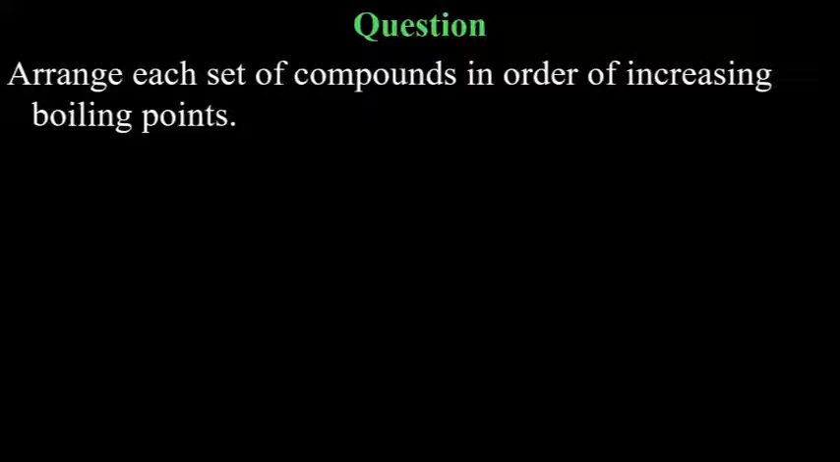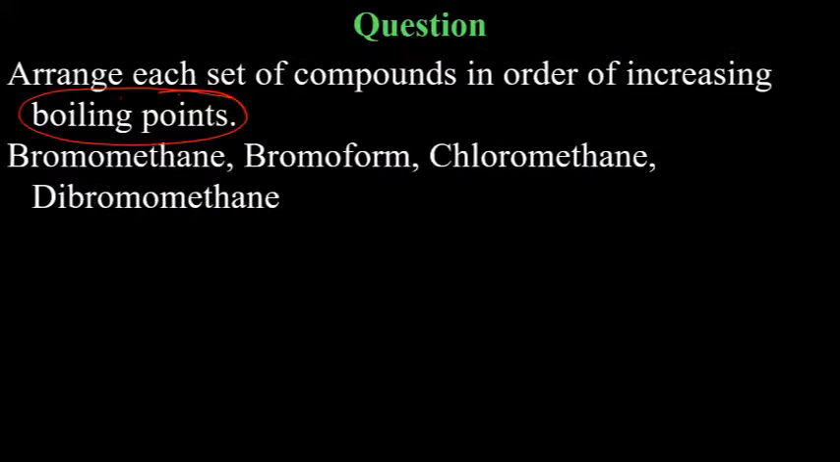Now the question. These types of questions will appear whether it is your CBSE exam or JEE or NEET. These types of questions are very important. Arrange each set of compounds in order of increasing boiling points. Increasing boiling points, not melting points. Boiling point we are talking about. Bromomethane, bromoform, chloromethane, dibromomethane. For that, you need to first draw the structure.